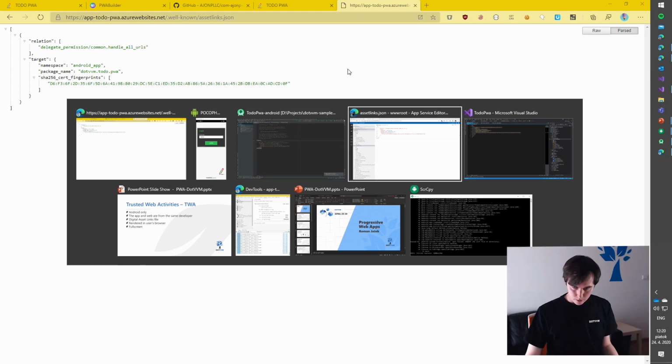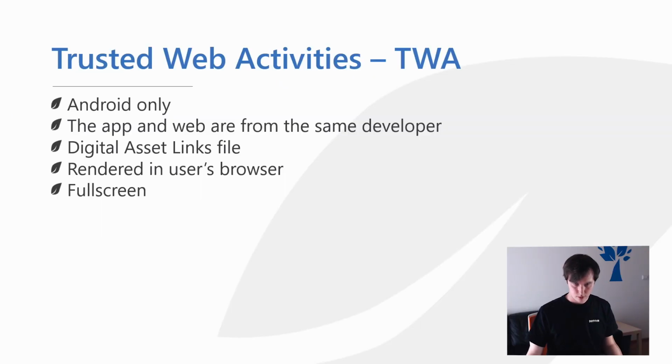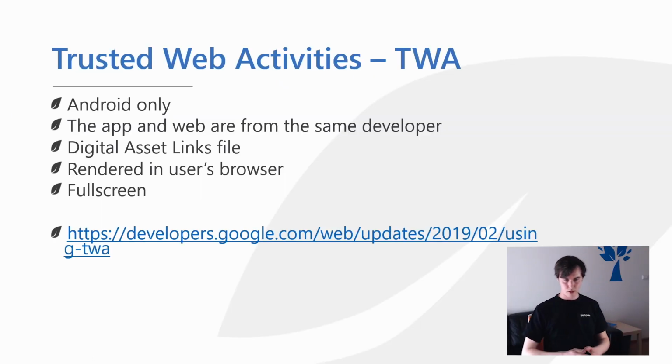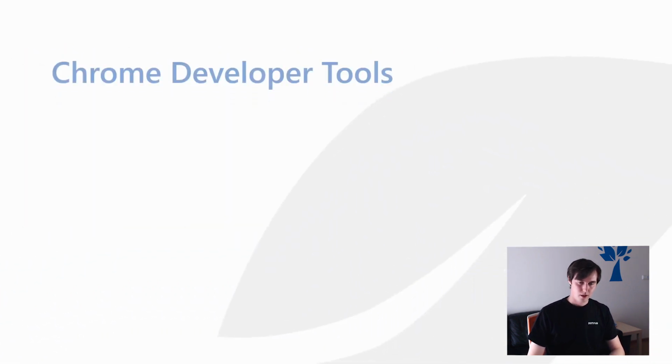So let's see what to do further with your application. This is a link where we can take a look at some way to create the asset links file. It's from Google, so this is their documentation on how to get this done.